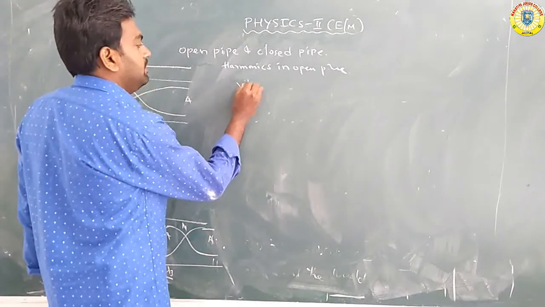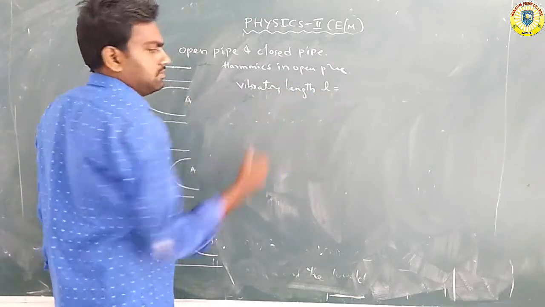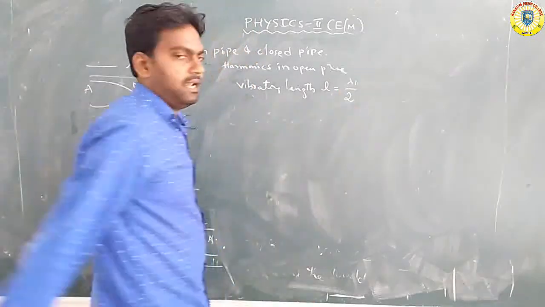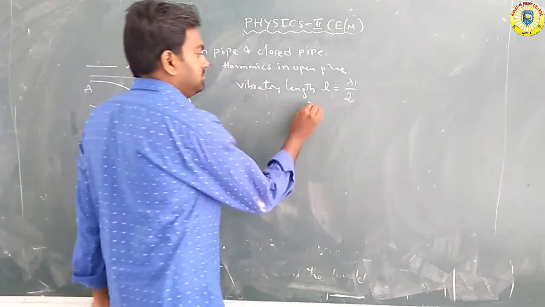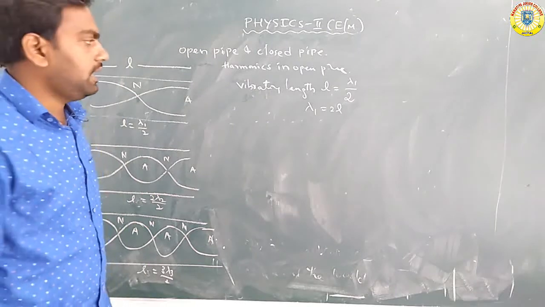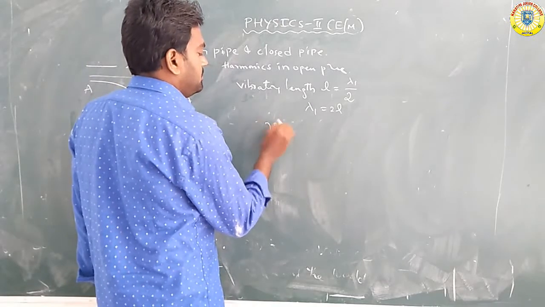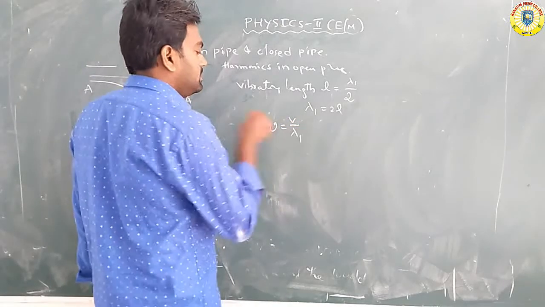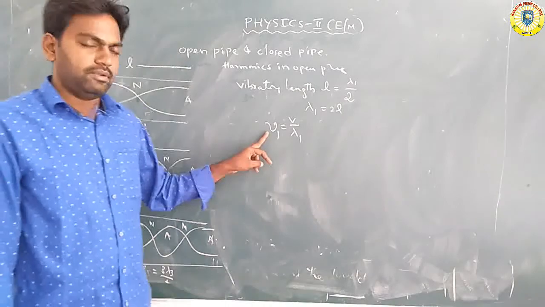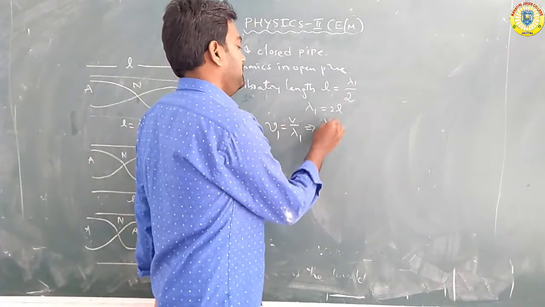Now the vibrating length L is equal to lambda 1 by 2. So lambda 1 is equal to L. According to the frequency equation, nu is equal to V by lambda 1. So the fundamental frequency nu 1 is equal to V by lambda 1.